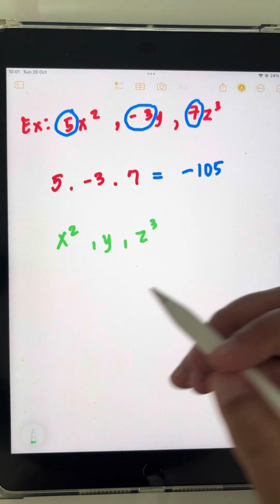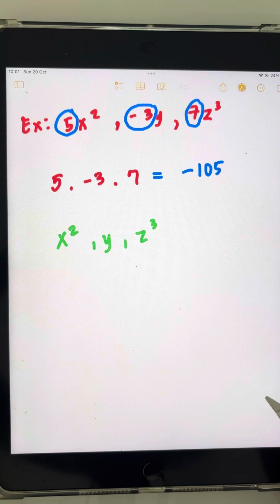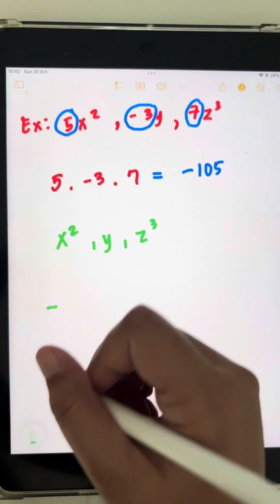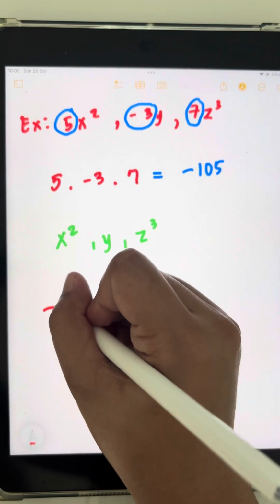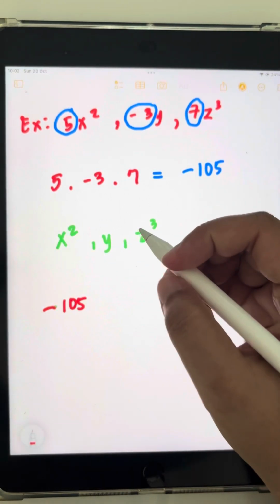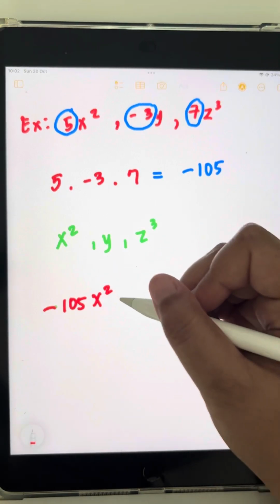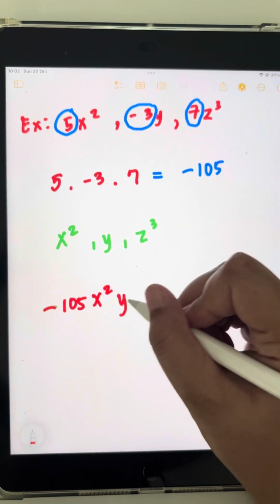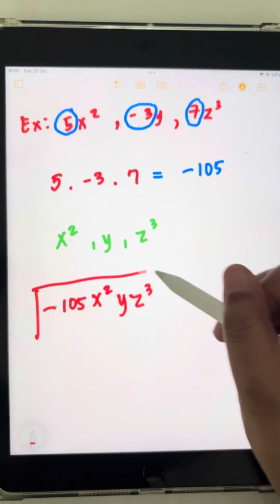So your final answer would be negative 105, and then copy the variables: x squared, y, and then z cubed. So that's your final answer.